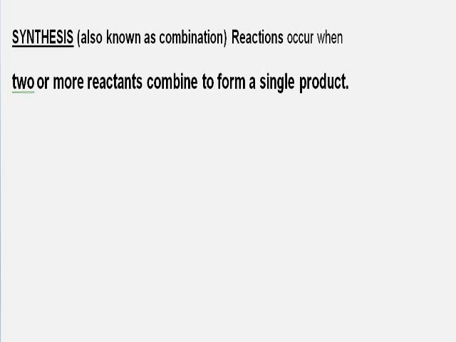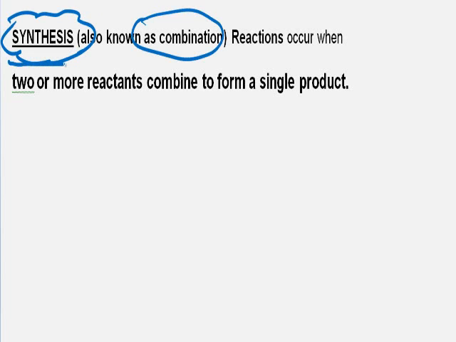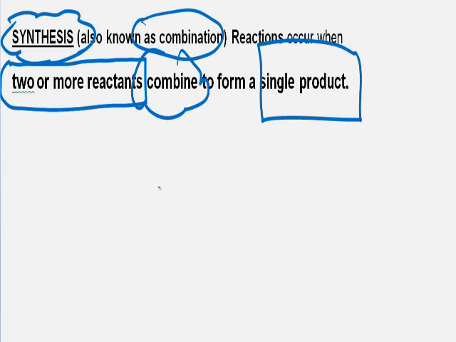As we begin looking at different types of reactions, the first one we're going to take a look at is what's known as a synthesis, or also known as a combination reaction. The identifying trait or characteristic of a synthesis or combination reaction is we have two or more reactants combine to make a single product.